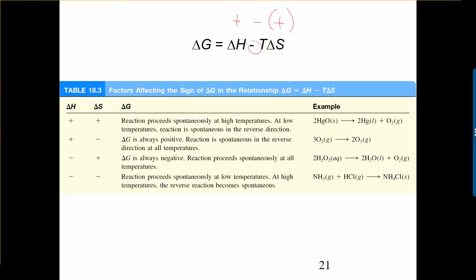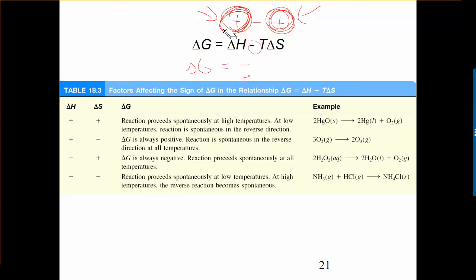Kind of just changes it to a negative, right? So positive plus a negative, okay. If this term becomes greater than this term, then delta G becomes negative. But if this term right here is greater than this one, then it remains delta G positive. So what changes whether it is spontaneous or not?